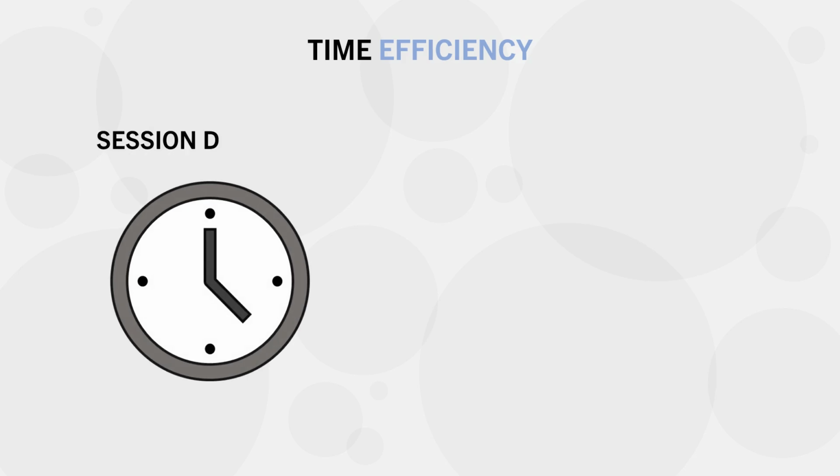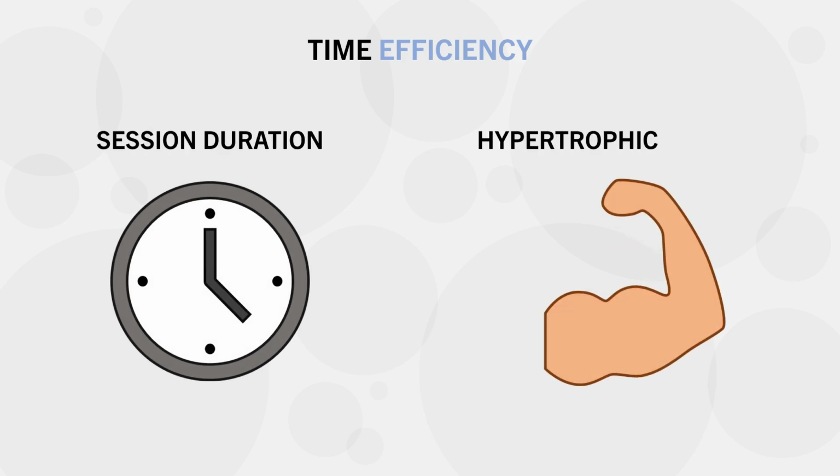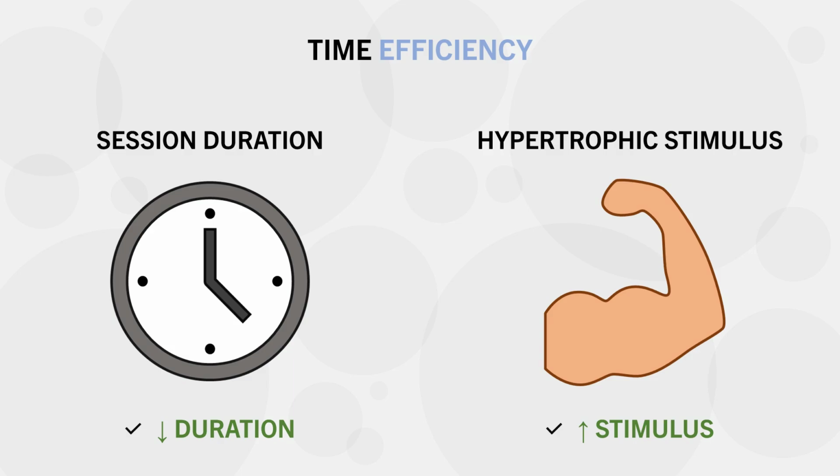First, let's cover what exactly we mean when referring to time efficiency. Time efficiency has two separate components to it: duration of our training session and the hypertrophic stimulus. Essentially, the goal here is to reduce our duration of training and increase the hypertrophic stimulus of each session. This means there are two different ways that we can make our training sessions more time efficient.